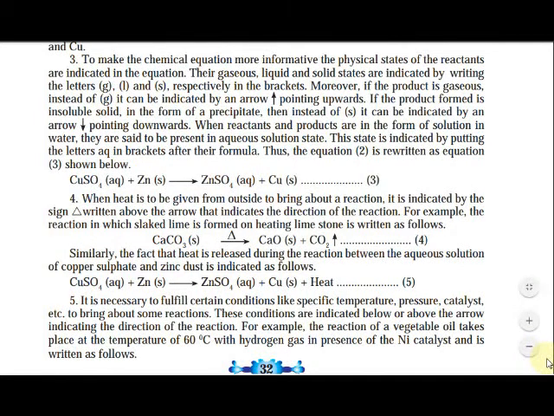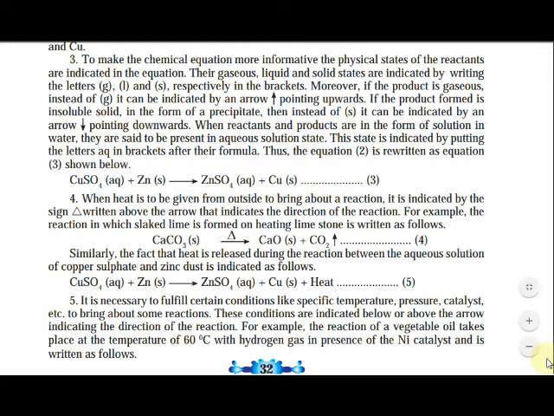CuSO4. It is in liquid state. So, after CuSO4, aqueous state means it is formed in aqua. Aqua means water. So, aq is given here. Plus Zn. Zn is in solid state. So, s is written. CuSO4 plus Zn gives out ZnSO4 plus Cu. ZnSO4 again comes in aqueous. And Cu is solid Cu. So, s is written in front of Cu.